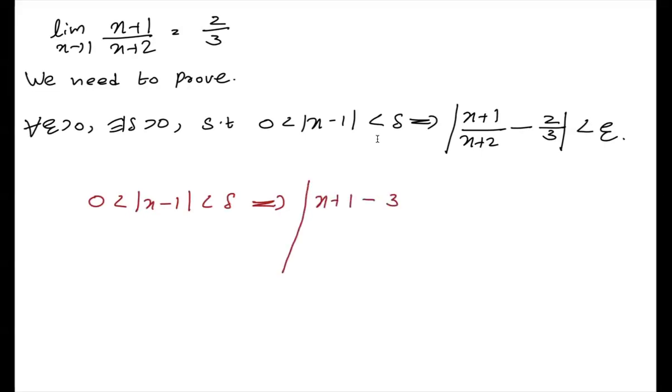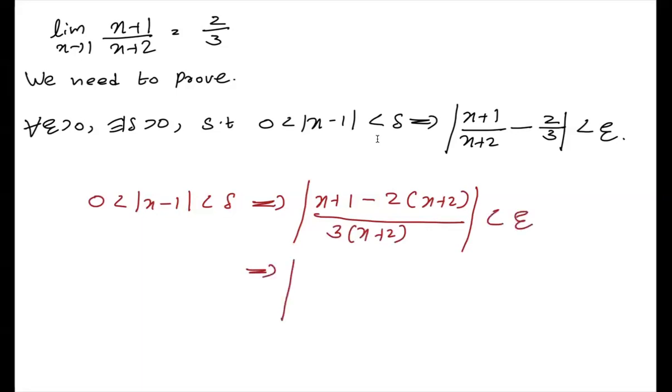(x plus 1) minus 3 times... so 2 times (x plus 2), divided by 3 times (x plus 2), less than epsilon, and then we have to prove this becomes minus x minus 4... oh, sorry, I forgot to multiply this one, right?